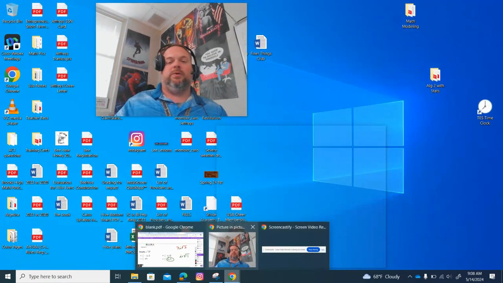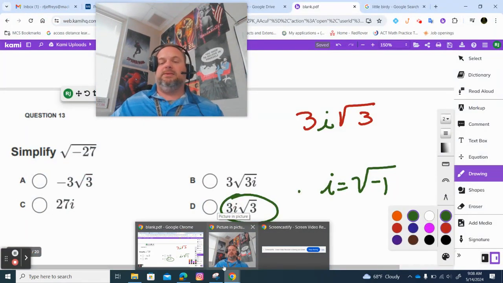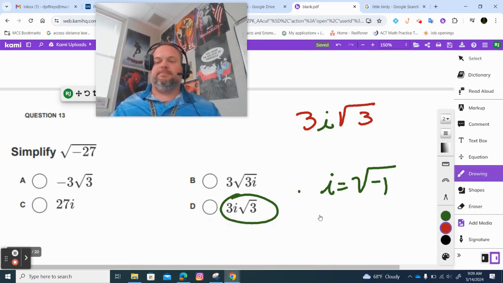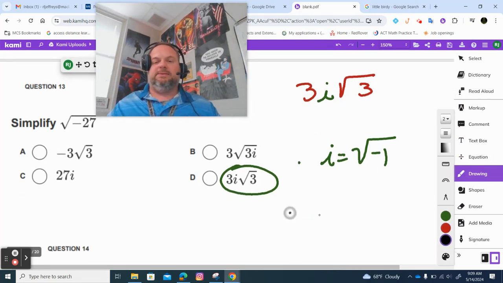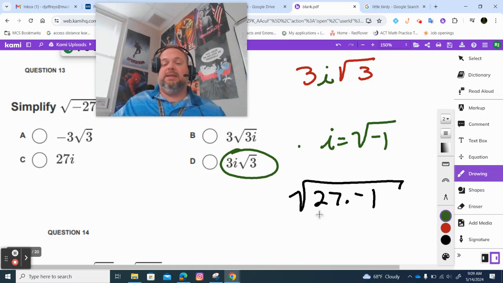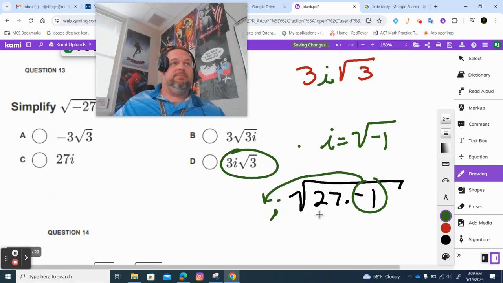I is the square root of -1. Okay. So basically, how this breaks down is like 27 times -1. All right. So we can take this out and it becomes a I. And then we do the other stuff.